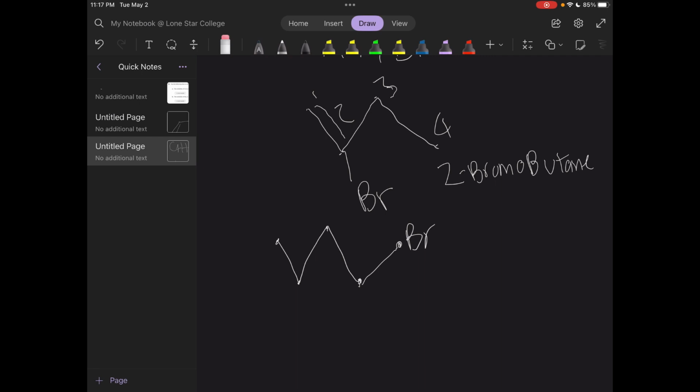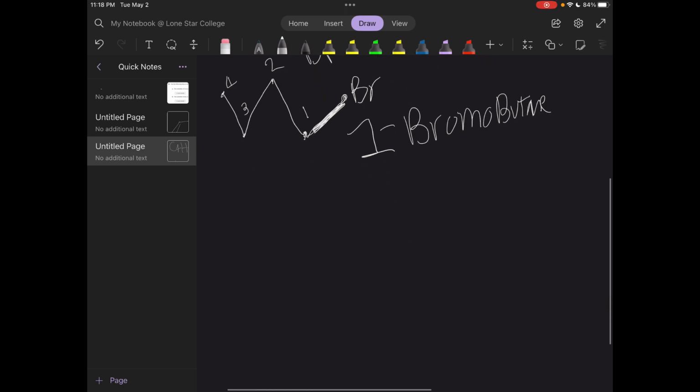So the name of this would be 1-bromobutane because it's on the first branch. Sorry, I got this. 1, 2, 3, 4. On the first one, you have this branch. This is a branch. And then on the branch, you have bromo. So for that reason, it's called 1-bromobutane. What else I got? Let me think.